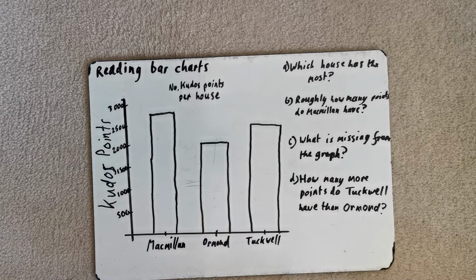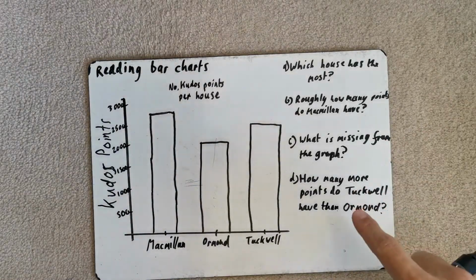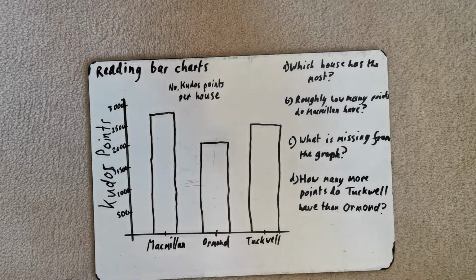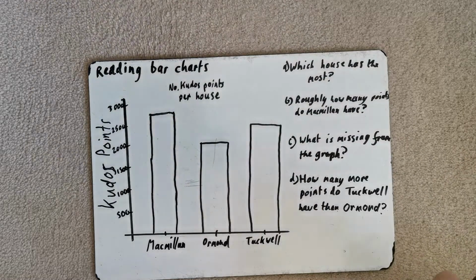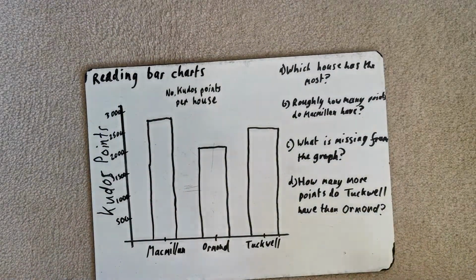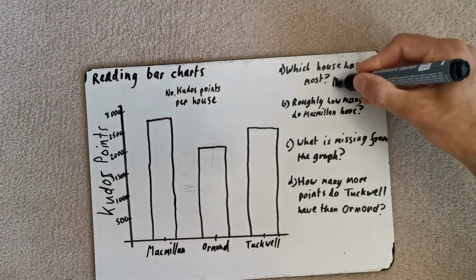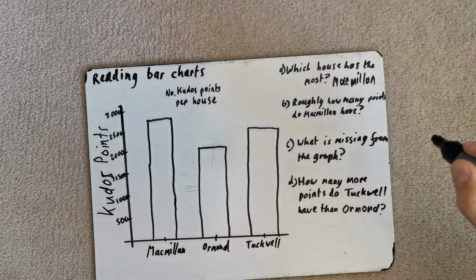Well, actually I would say pause the video now, do these questions, see if you can do them on your own, and then I'll go through the answers afterwards. So pause it now. And now I'm going through the answers. Okay, right. So which house has the most points? Tallest bar will have the most points. It is the brilliant Macmillan house. What house is better? None of them.